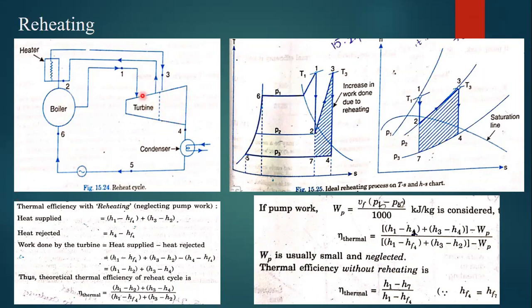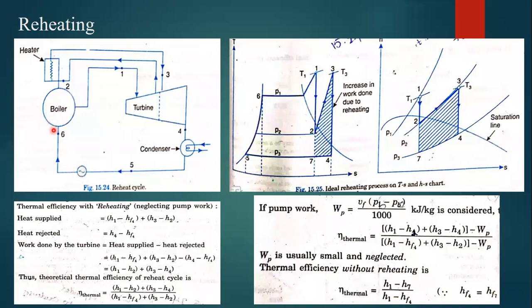So after expansion there will be some work output, and after doing some work there will be low pressure here. Whatever the back pressure or low pressure from the output of the turbine is there, that has been taken by the condenser here. Again the same process: within the condenser there will be a change of phase with the help of cooling water circulation, from vapor to liquid, and that liquid or water is taken to the pump here, and from the pump we again feed the boiler with this feed pump.